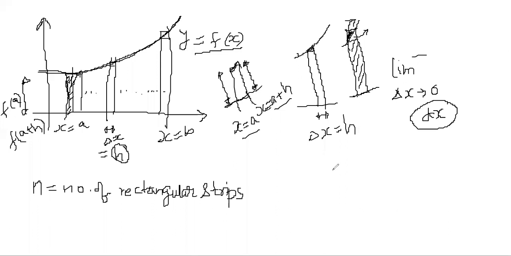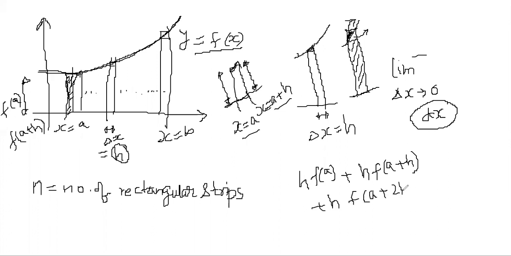So I am taking the first one, that is f of a into its height h. This is the area of the first rectangle. Plus the second rectangle will come, h into f of a plus h, plus h into f of a plus 2h. And so on. We will keep on adding the area of the small rectangles. And lastly, we are supposing that there are total n number of rectangular strips.